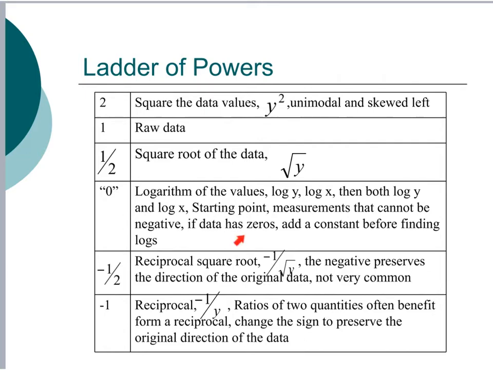And if the data has zeros, though, we have to make sure that we add 1 or write the numbers slightly differently so that we don't have a domain error, because if you remember, we can't take the logarithm of 0.